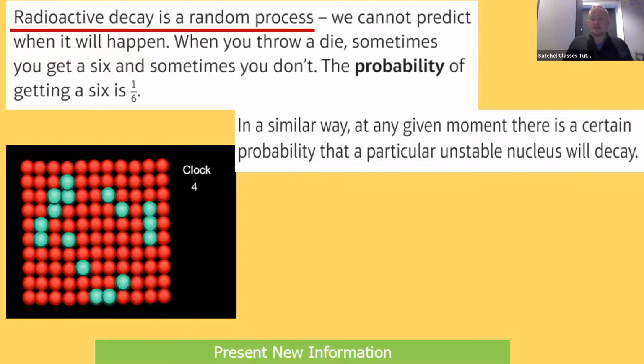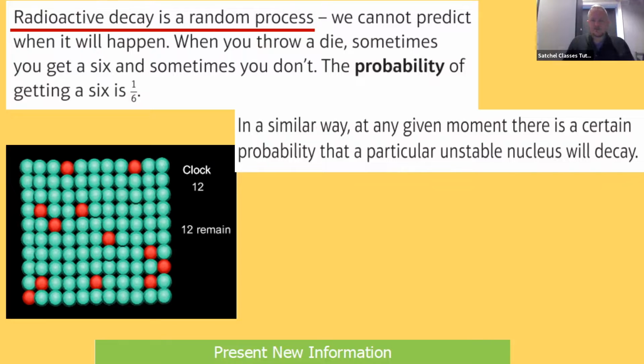So radioactive decay is a random process. That means that we can't predict when it will happen. Sometimes when you throw a die, you get a 6, sometimes you don't. The probability of getting a 6 is 1/6. In a similar way, at any given moment, there's a certain probability that a particular unstable nucleus will decay.